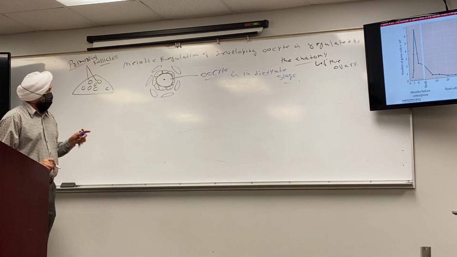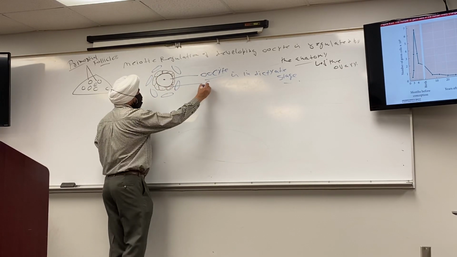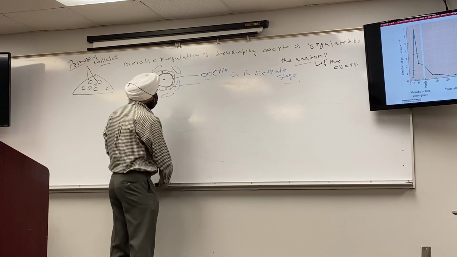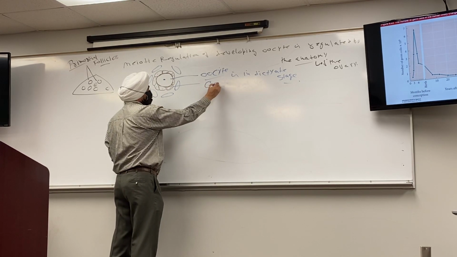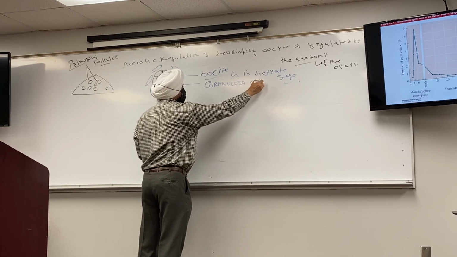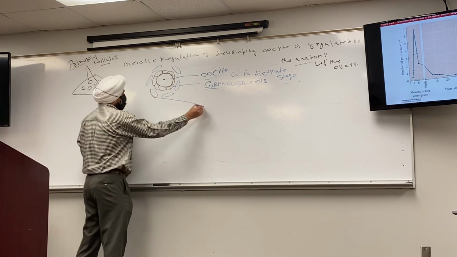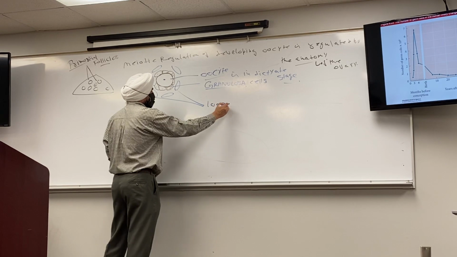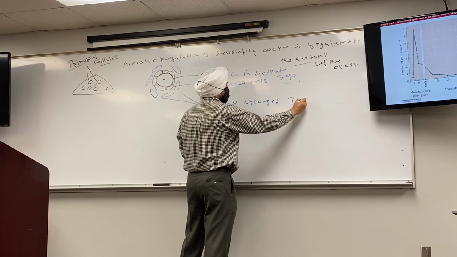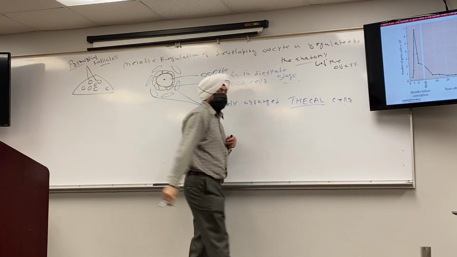Okay. And the cells which are surrounding it are called granulosa cells. And then these cells, these are loosely arranged thecal cells. Loosely arranged thecal cells.